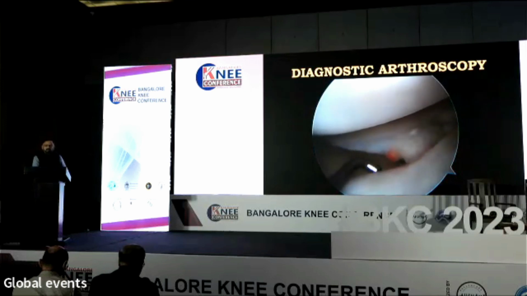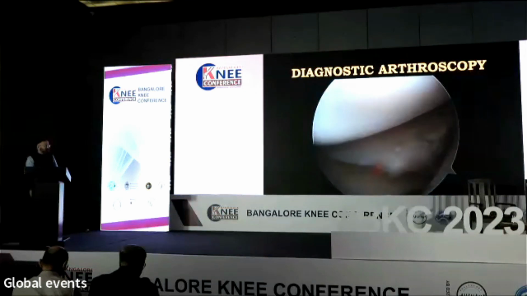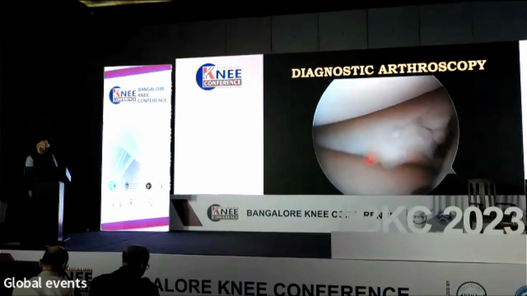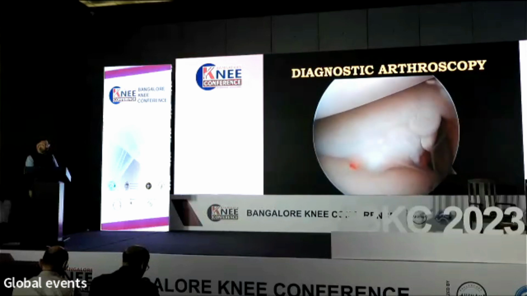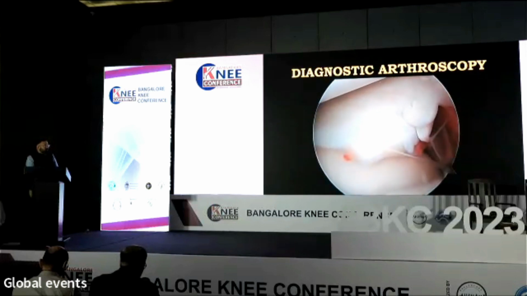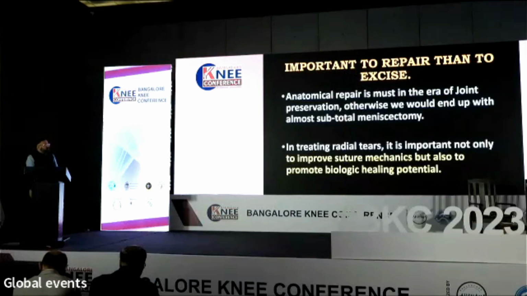Probing these tears is very important. At times when you're encountering them late, at 3 to 6 weeks, you can find a partial healing in these tears. But thorough probing will show that the depth of the tear is extending from the white zone to the red zone. You should also look for meniscocapsular separation of the anterior or the posterior leaf of these types of tears. It is very important to repair these tears because excising them will lead to as good as a subtotal meniscectomy.